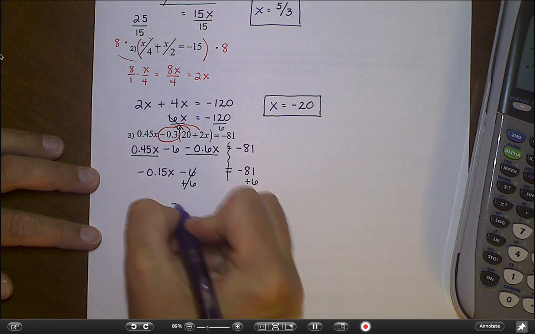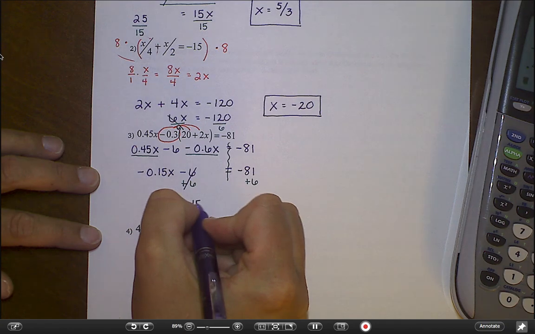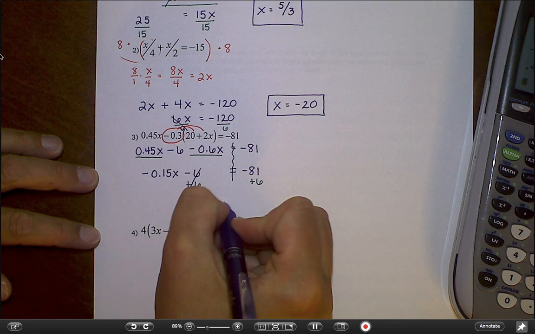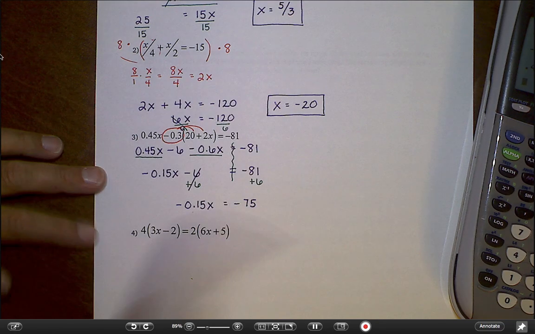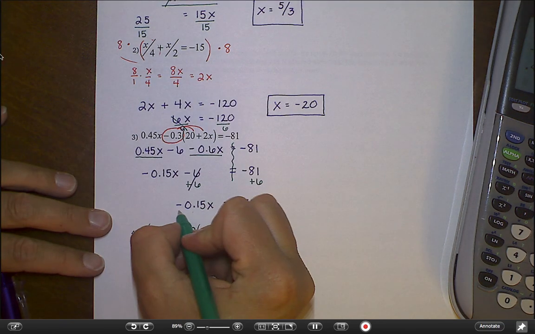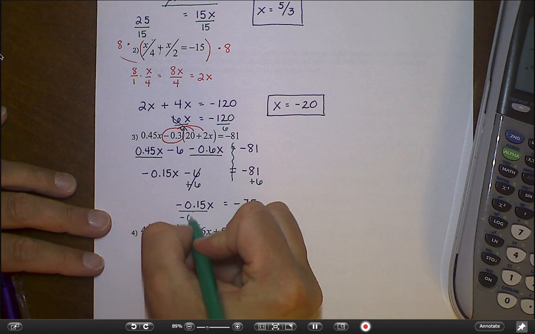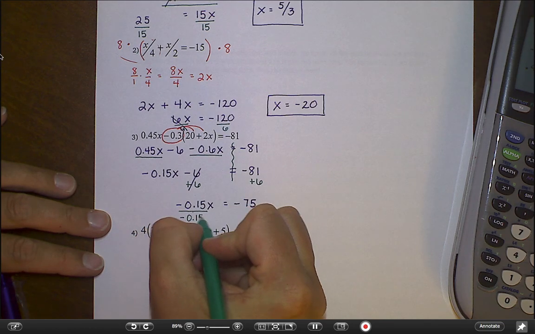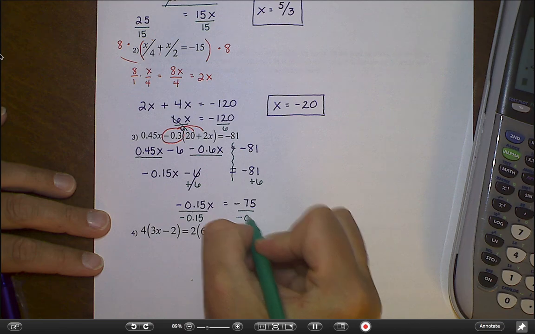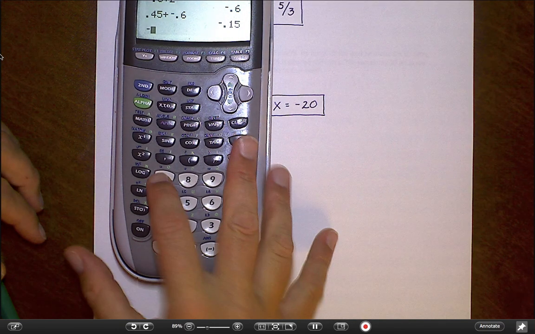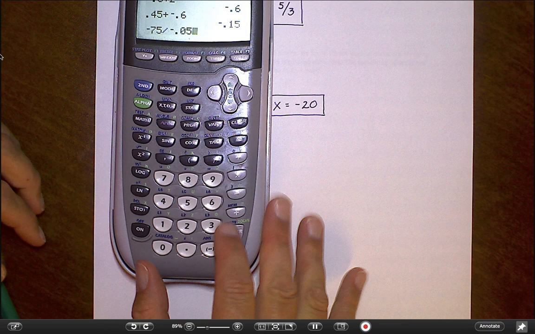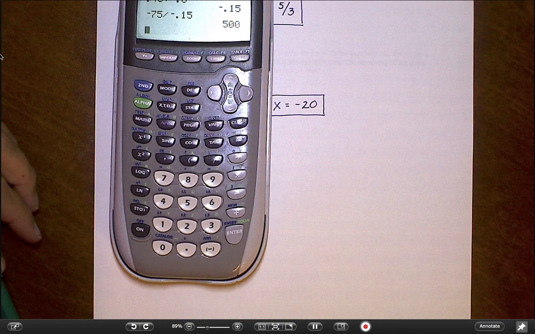And so I end up with negative 0.15x equals negative 81 plus 6, which is negative 75. And then divide by negative 0.15. And we end up with x equals 500.